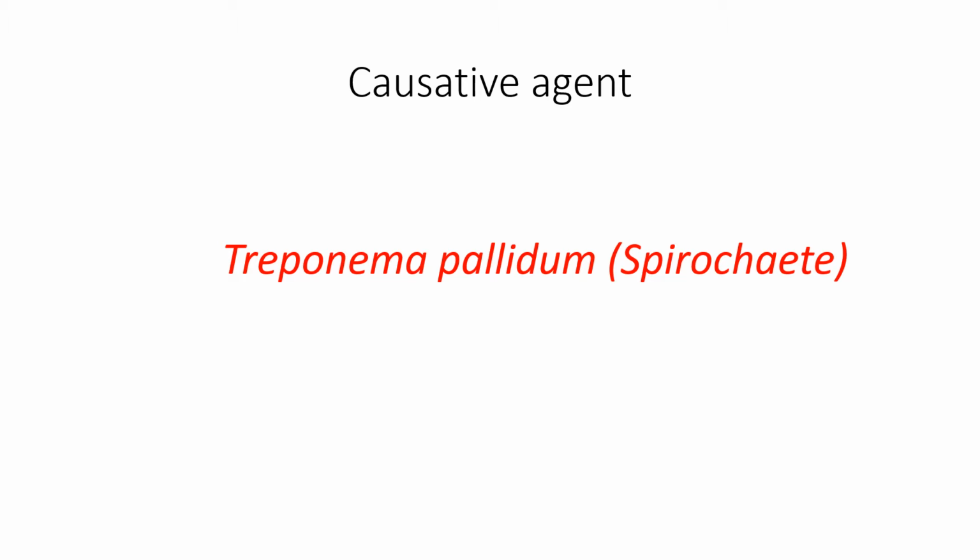Please see the spelling correctly and write correctly, because many times the students make mistakes, especially in the spelling of pallidum. So it is Treponema pallidum, not palladium, it is pallidum. And this organism, Treponema pallidum, is basically a spirochete.